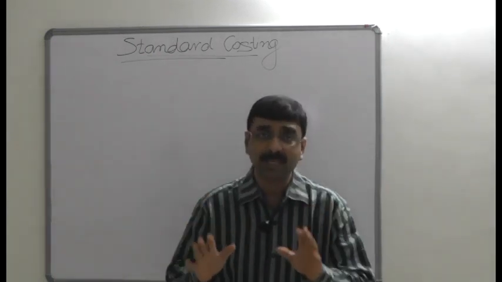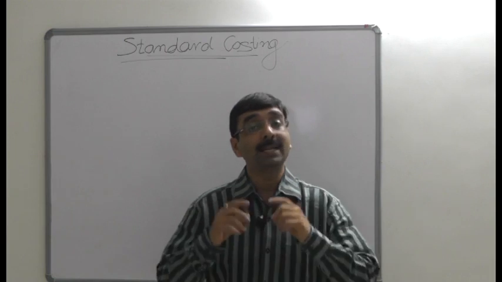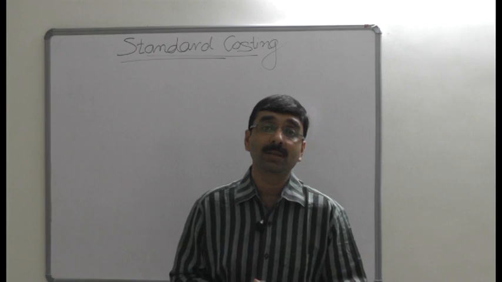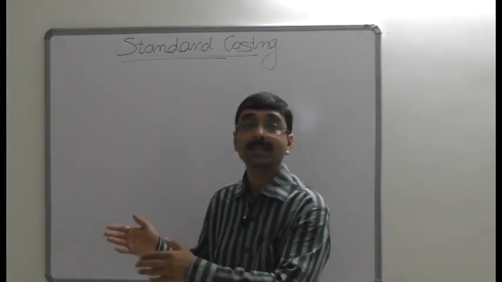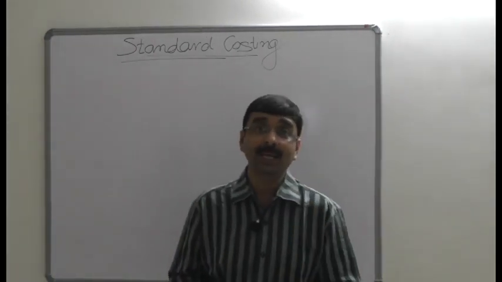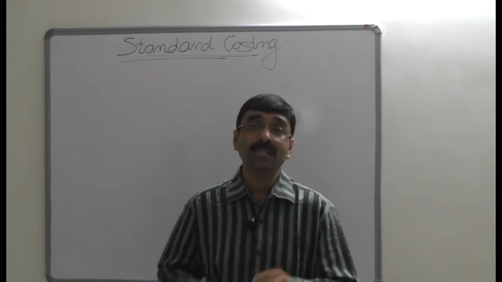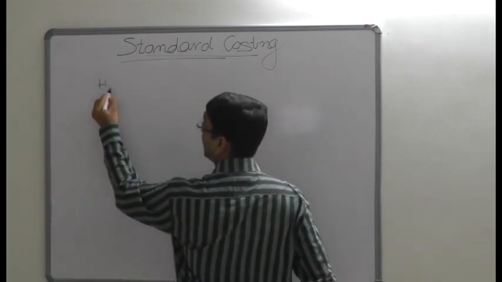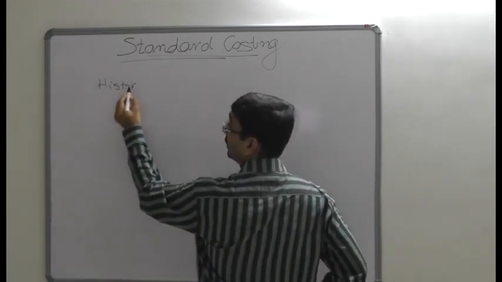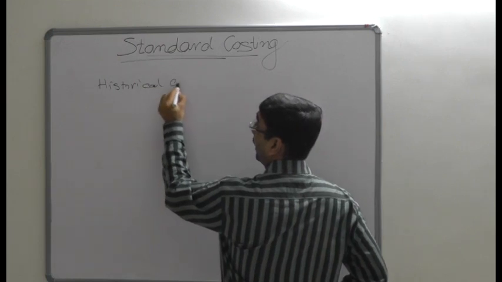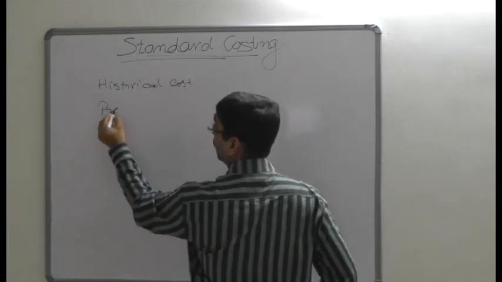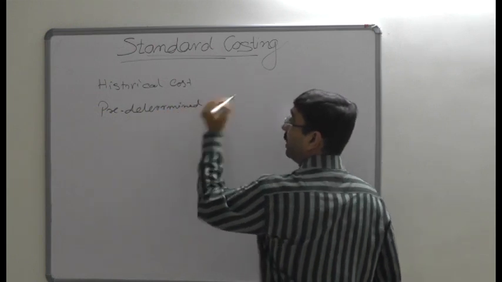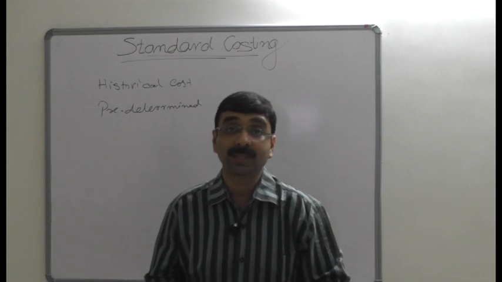This is the primary case, maybe for overheads also, but in decision making, two major variables are important: one is material and the other is labor cost. That is why it is divided into two major parts: one is historical cost and the second is predetermined cost. These are the two important parts of standard costing.